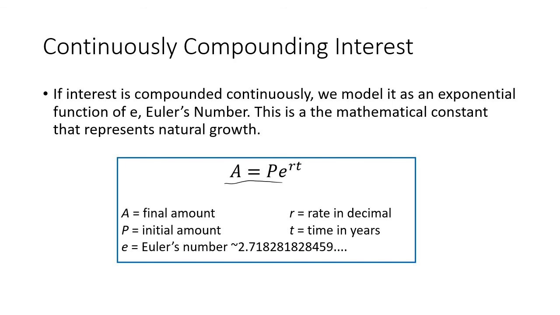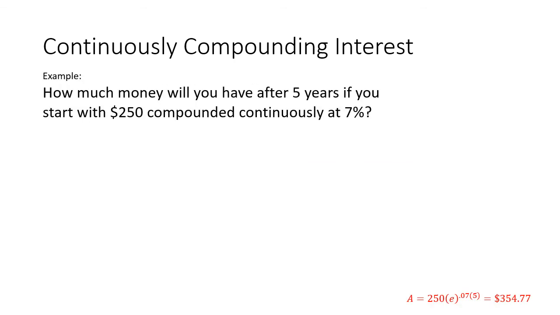And E is really easy for us to use because E is a button on every single calculator, or at least every single scientific calculator. E is so common it has its own button. And so the math is real simple here. Let's look at an example of using continuously compounding interest.